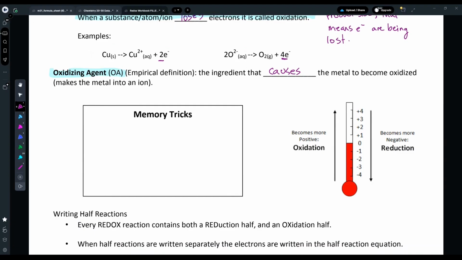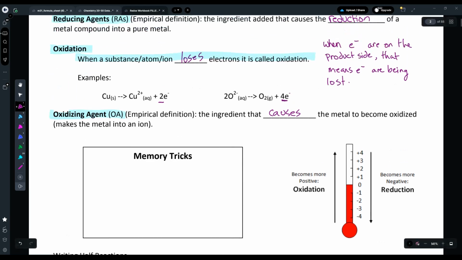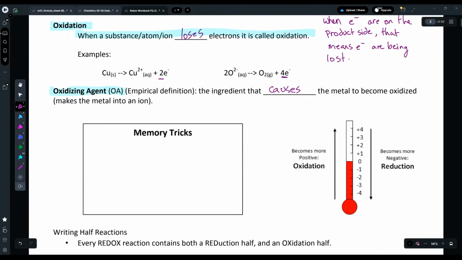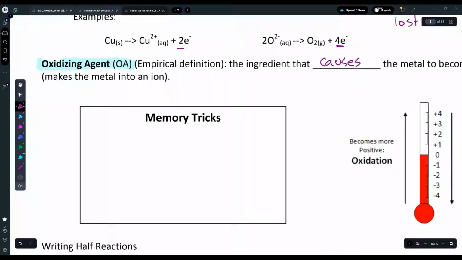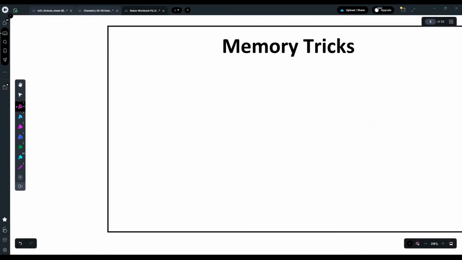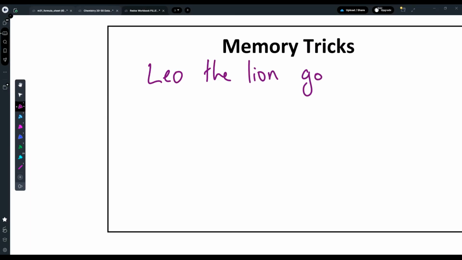That's what it means. But further into this lesson, we'll get into what actually happens to these oxidizing agents, because the trick here is with reducing and oxidizing agents. Reducing agents cause something else to be reduced. Oxidizing agents cause something else to be oxidized. So that's very important. To memorize these processes of oxidation and reduction, there is a memory trick called Leo the Lion Goes Grr.